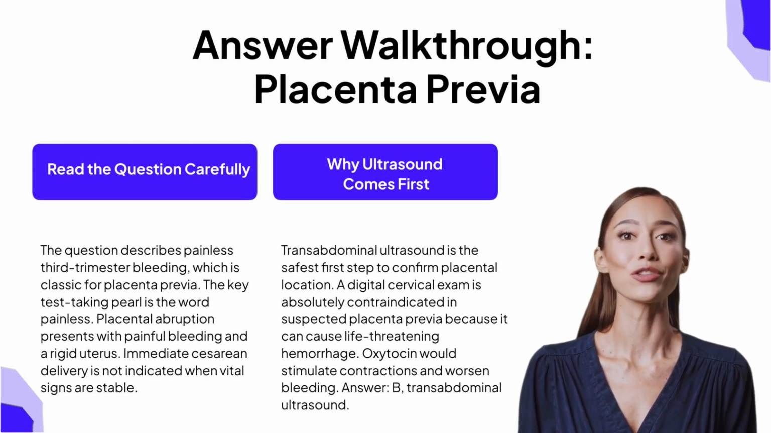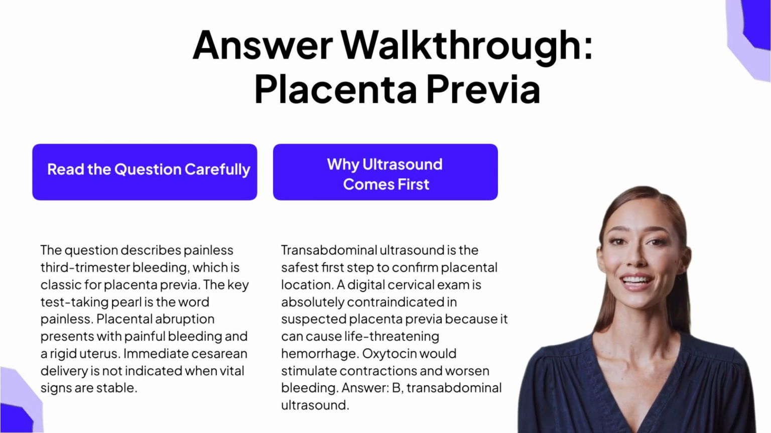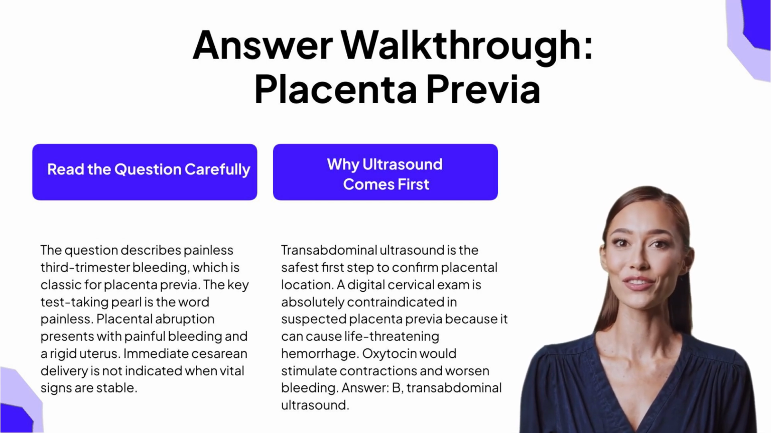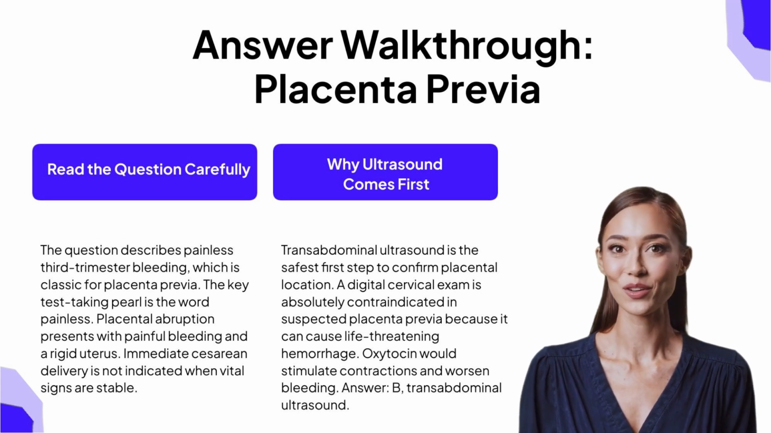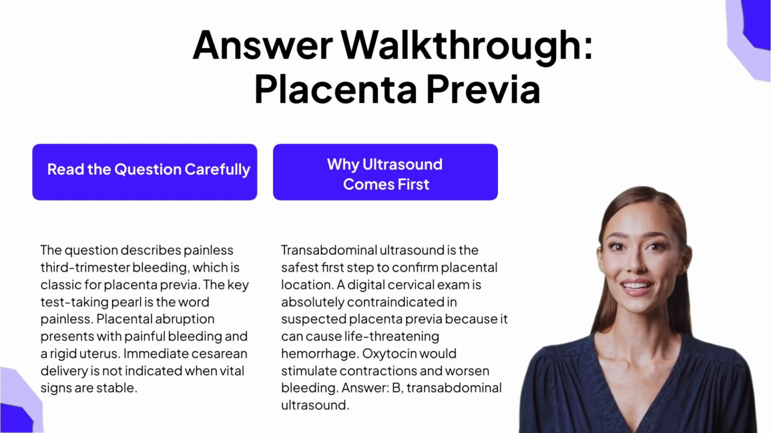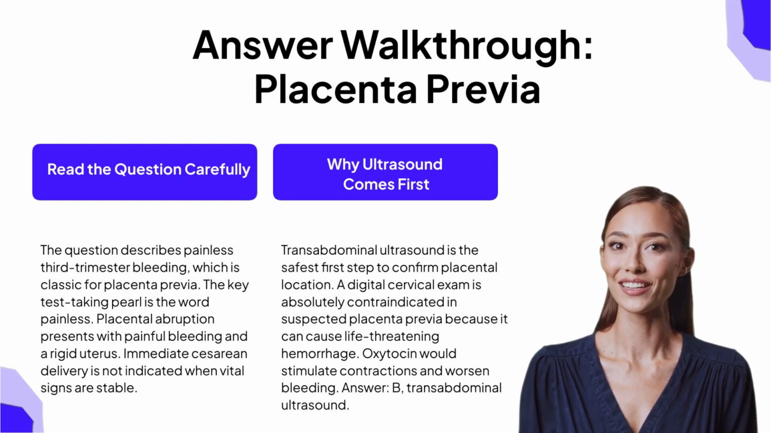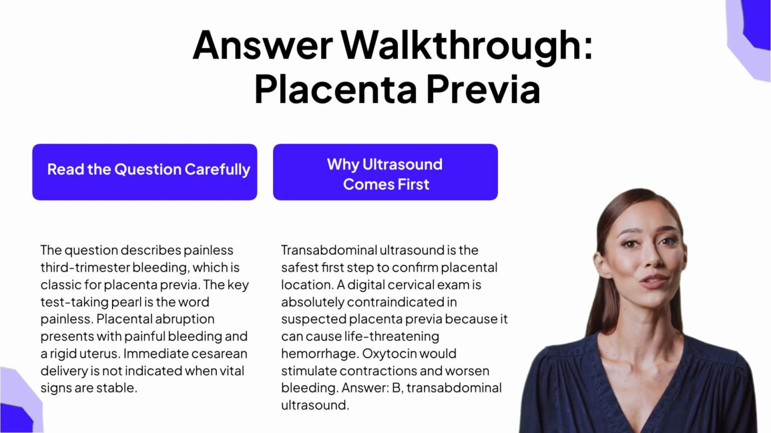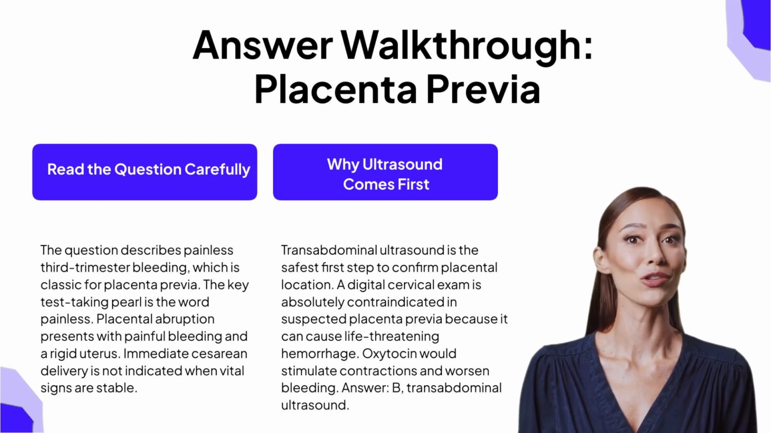Immediate cesarean delivery is not the right call when the patient is hemodynamically stable and you have not confirmed the diagnosis yet. Oxytocin would stimulate contractions and worsen the bleeding. Transabdominal ultrasound is the safest first step to confirm the location of the placenta before deciding on management. The correct answer is B, transabdominal ultrasound.